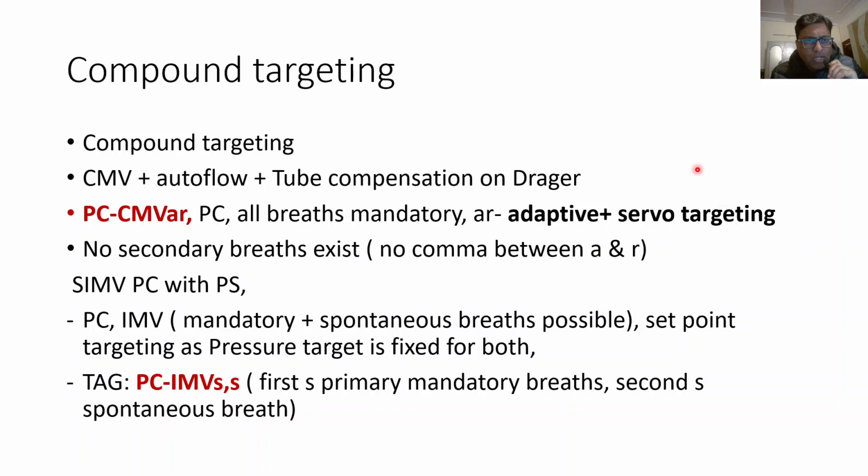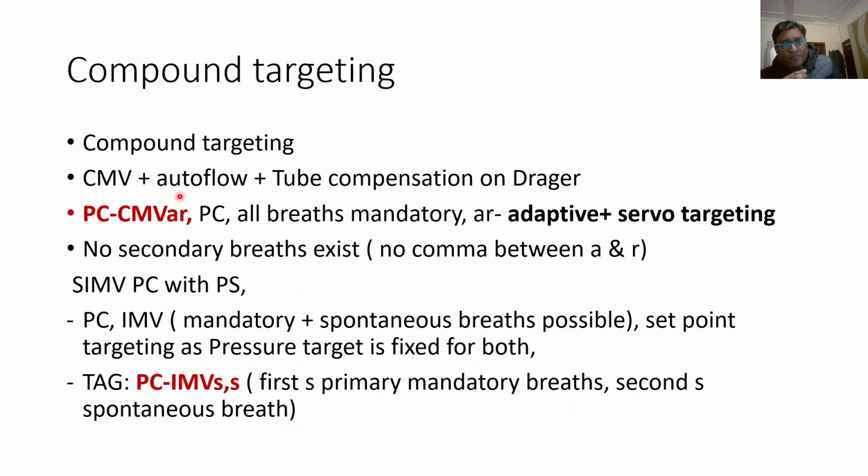Sometimes you may get compound targeting. Suppose on the Drager ventilator you have CMV plus autoflow plus tube compensation. Now what will happen is, for each breath, CMV alone is like a volume control. When we add CMV plus autoflow, it becomes like a PRVC, where the ventilator tries to manage the pressure to target a set tidal volume. But with tube compensation, in response to the resistance, the output will also be changed.